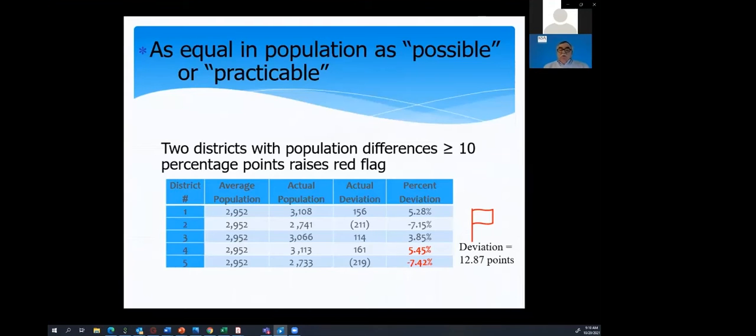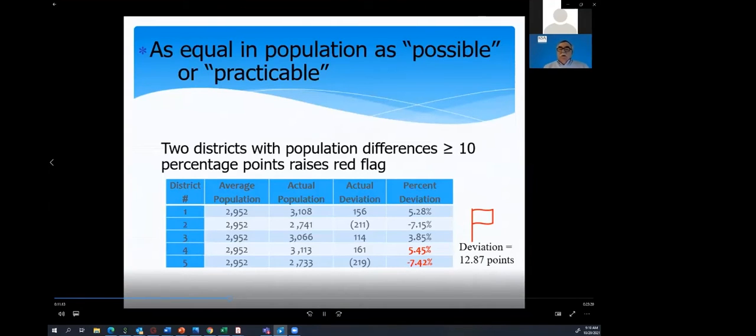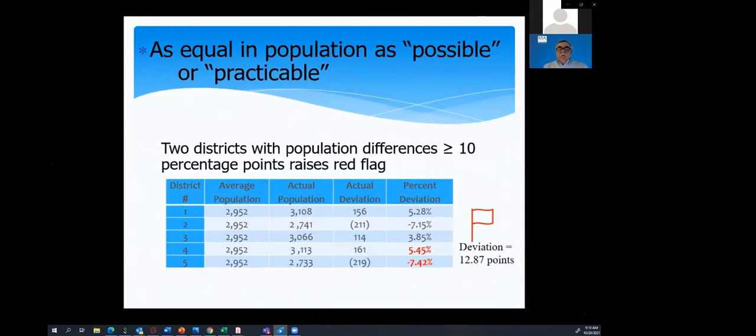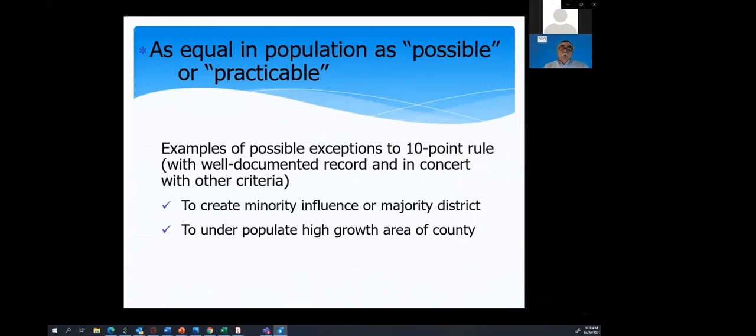For example, we have the largest district being about 5.5 percentage points over the average, and the smallest district being about 7.4% under the average. So that's a difference of over 12 percentage points, and that jurisdiction then needs to try to equalize those differences by making adjustments to district boundaries. Now, there are some reasons, perhaps, when you could exceed the 10%, the 10-point rule, and that is to create a minority influence or majority district, or as an example, to underpopulate a high growth area of the county or city.